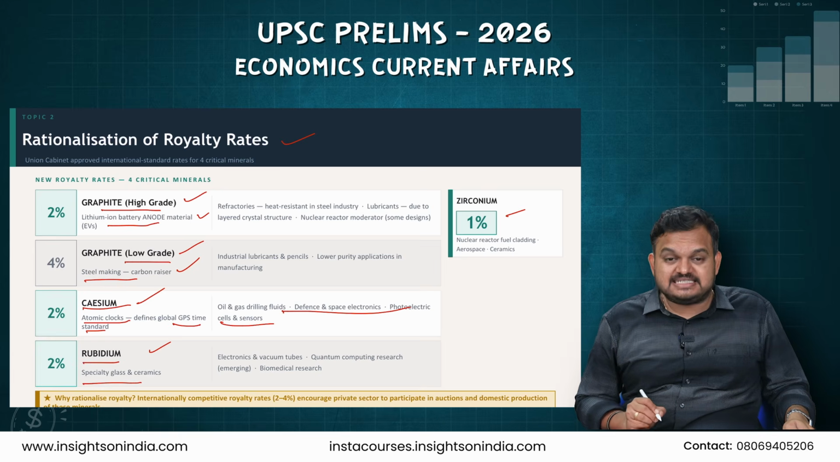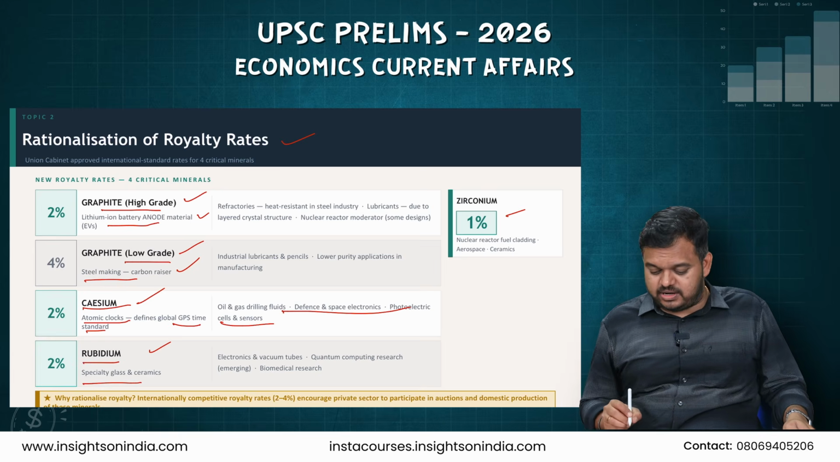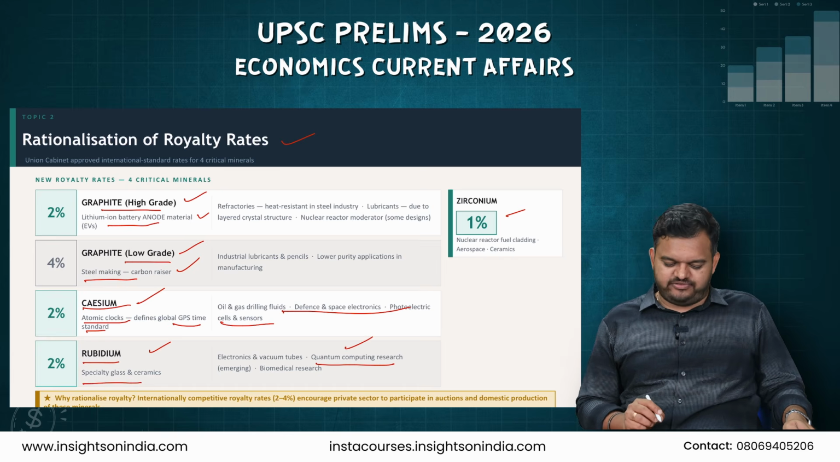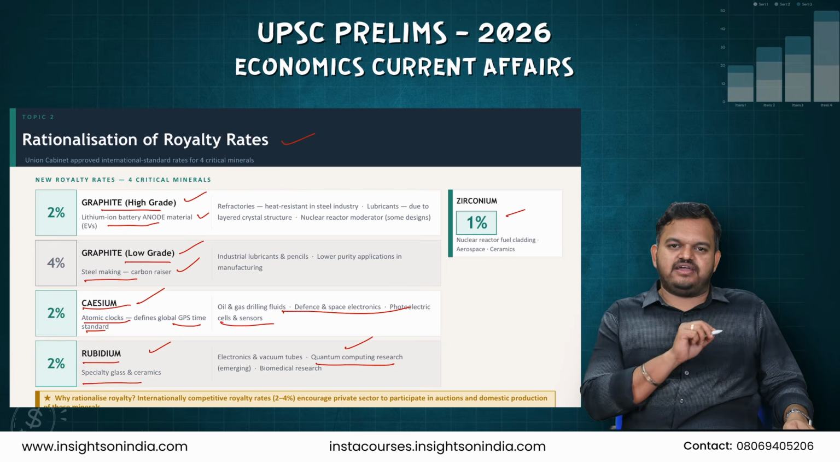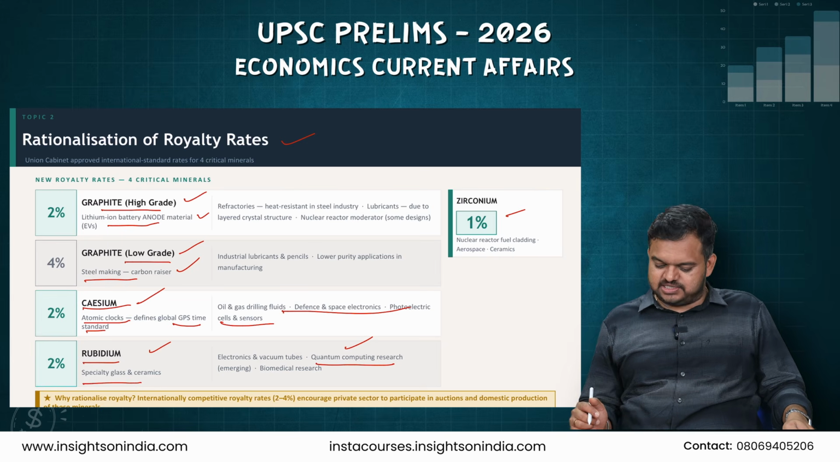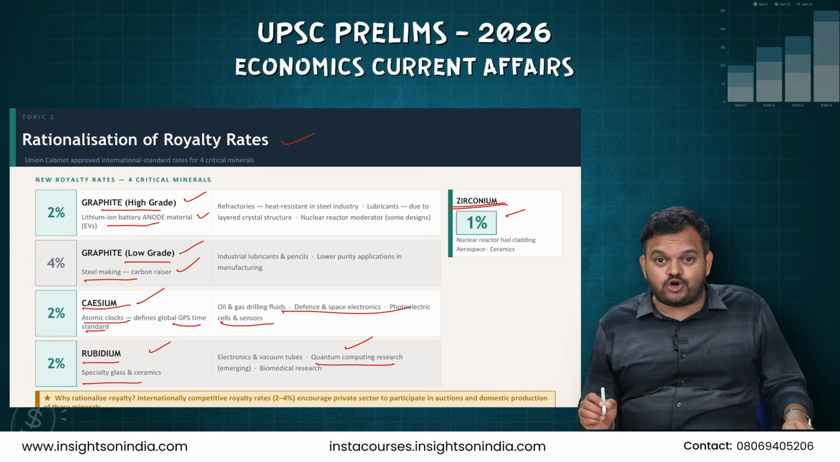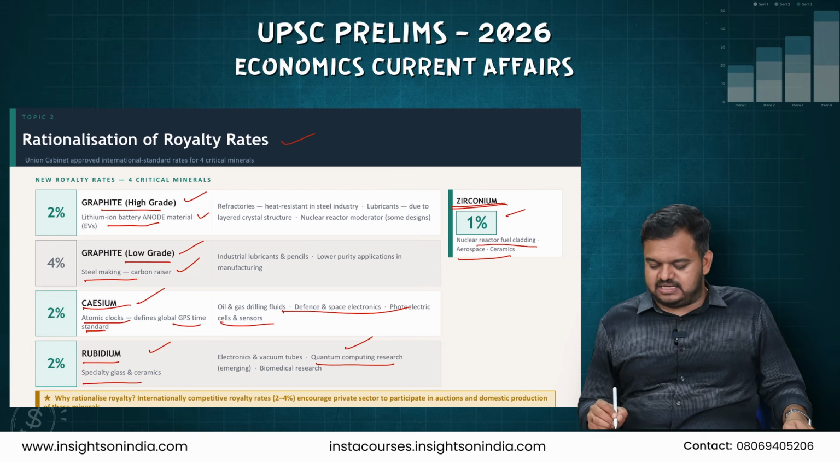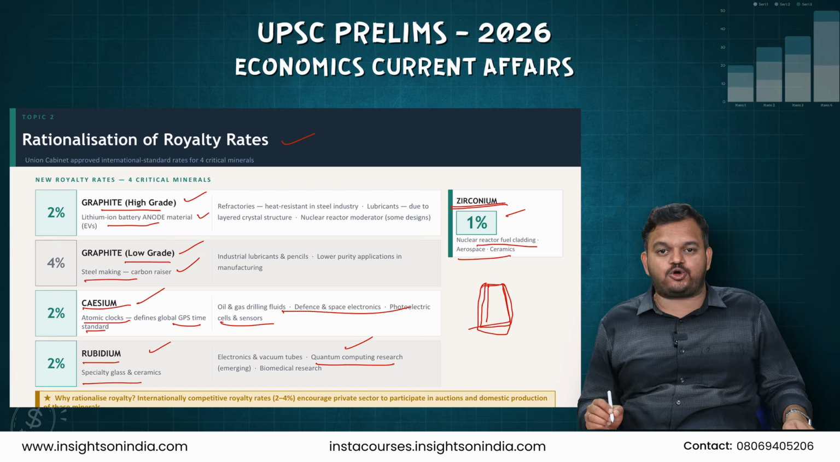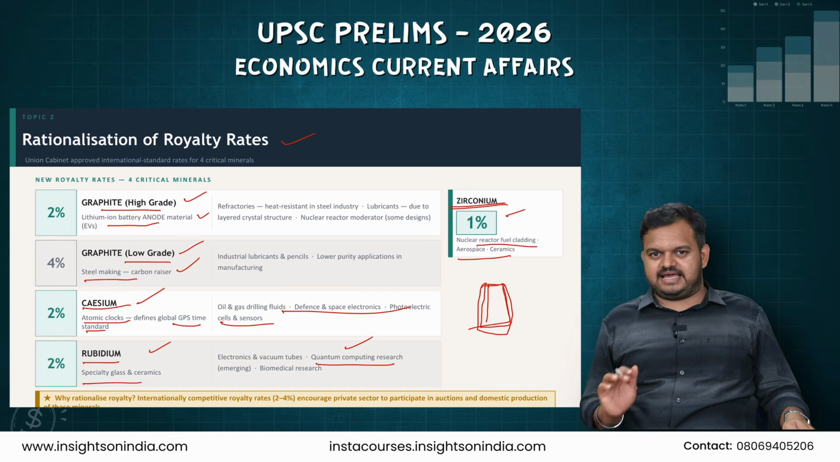Rubidium is used in the ceramics industry, and the more important application is quantum computing. Rubidium is used in the quantum computing field. Cesium is used in atomic clocks. High grade graphite is used in lithium ion batteries as anode material, and low grade graphite in the steel industry. Zirconium is used in the nuclear energy sector, in nuclear reactor fuel cladding. Fuel cladding means the liners of the fuel material, which are made up of zirconium. Remember this, they can ask the applications as well.